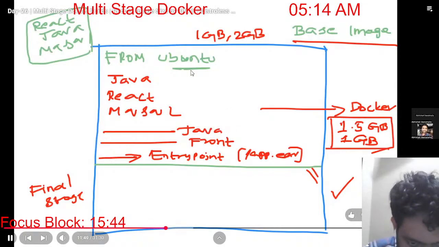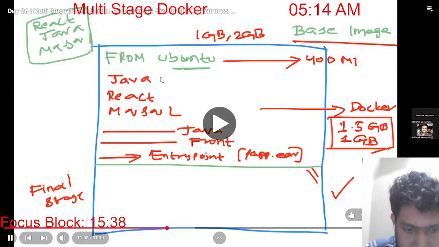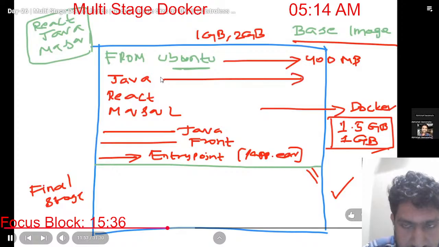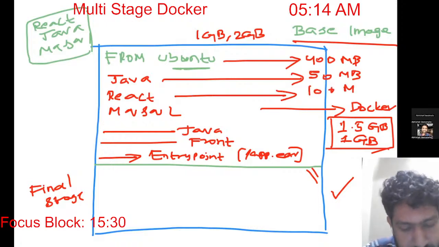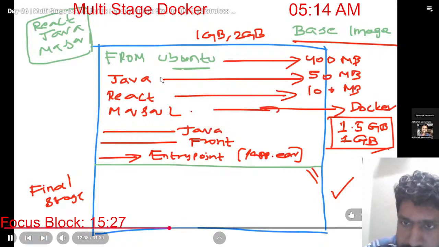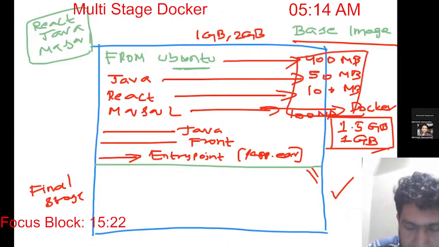The first thing, when you download the base image, that is Ubuntu, probably it can be 400 MB. On top of that, you have installed Java, so it can be some 50 MB. On top of it, you have installed the React related things, again some 100 MB. On top of it, you install MySQL, then again it can be 100 MB. So you have piled up all of these things on your base image, because of which it went to 1 GB.